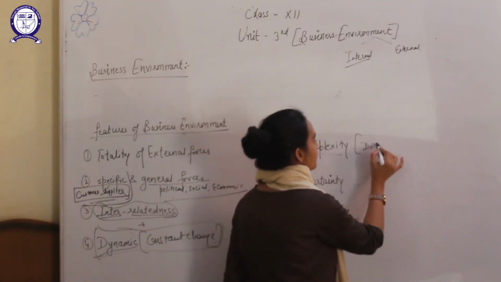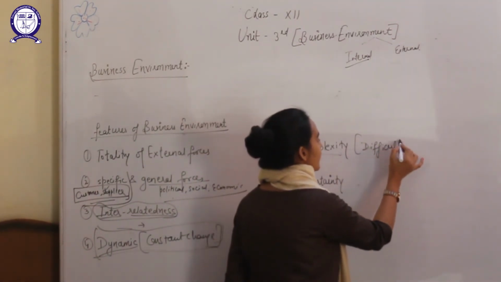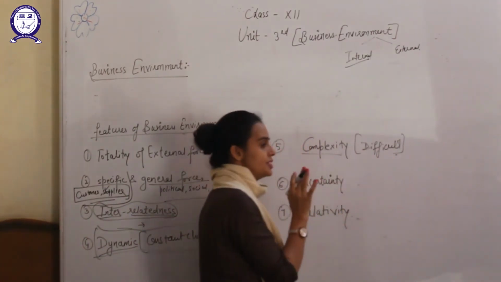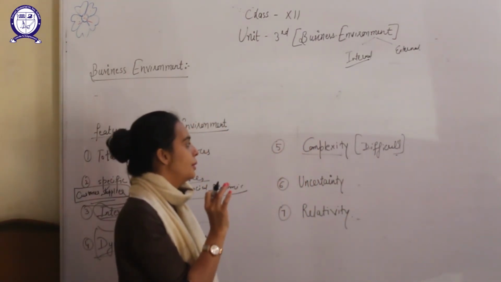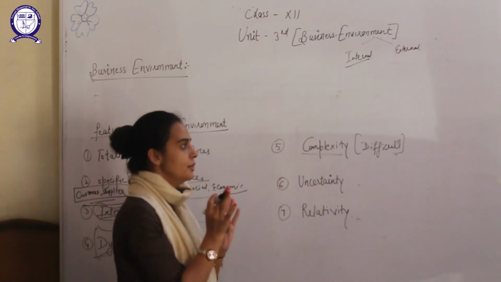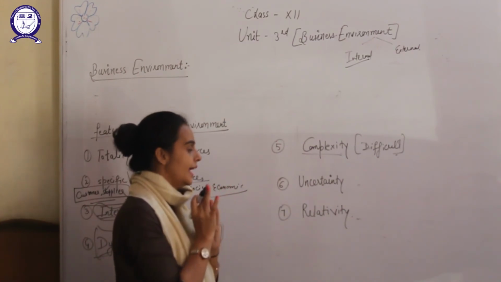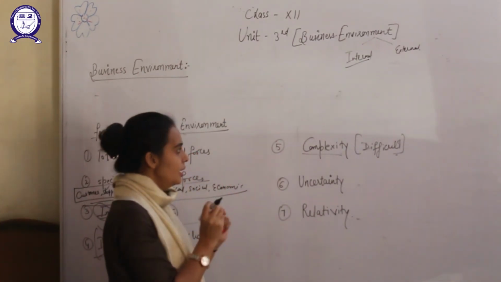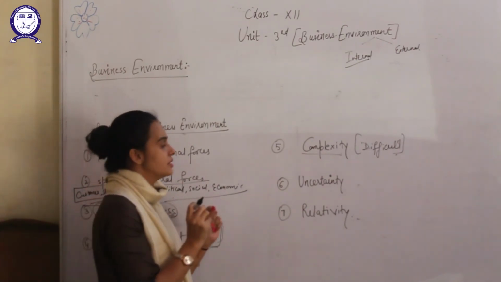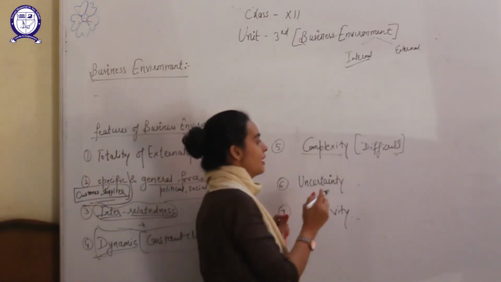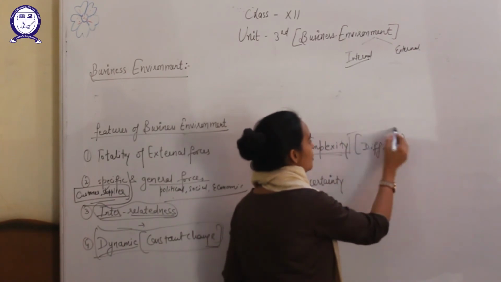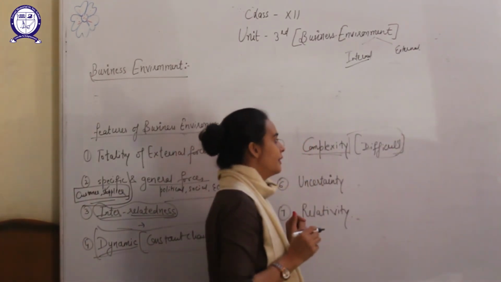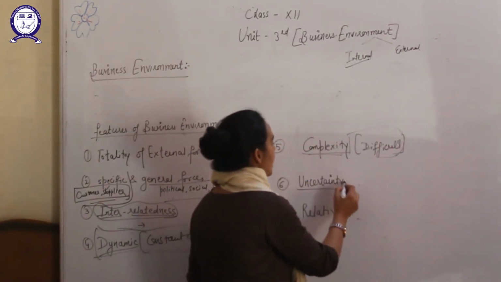Complexity, meaning difficult. There are so many factors in the business environment which affect the business, and no one businessman or manager can accurately understand the effect of changes in the factors of business environment. So it is very difficult to understand the changes in the factors of business environment.